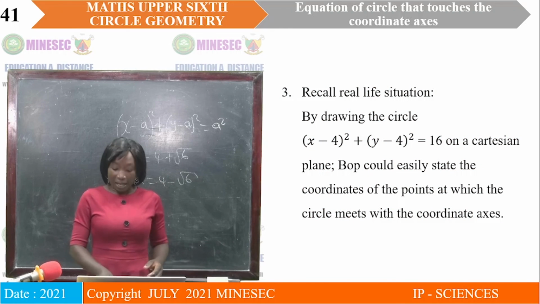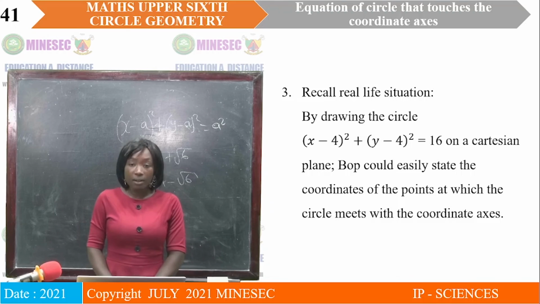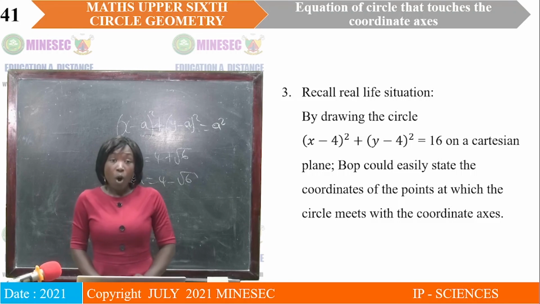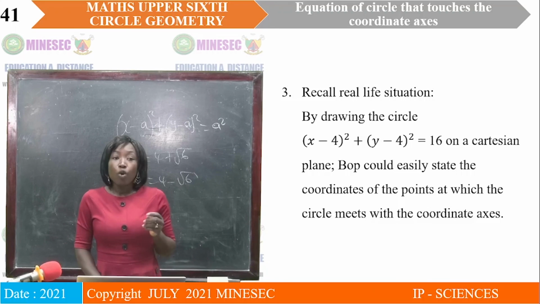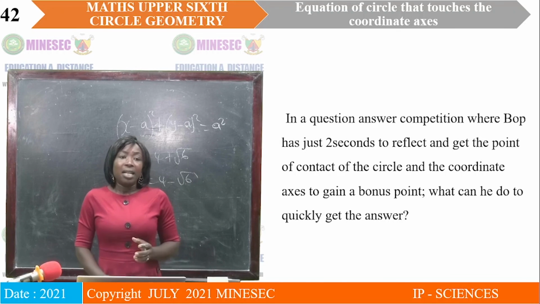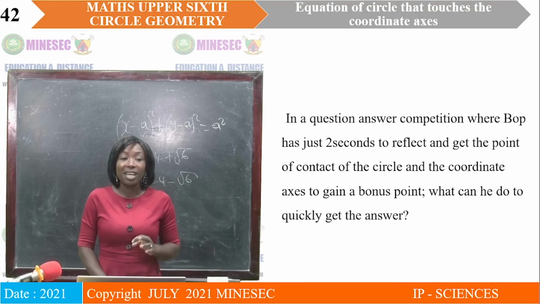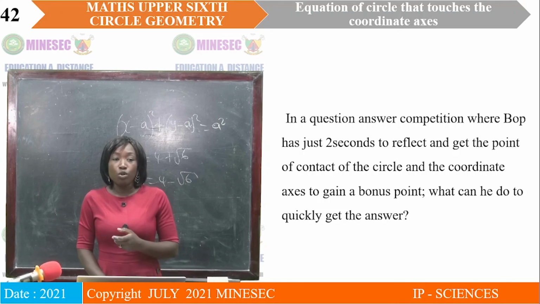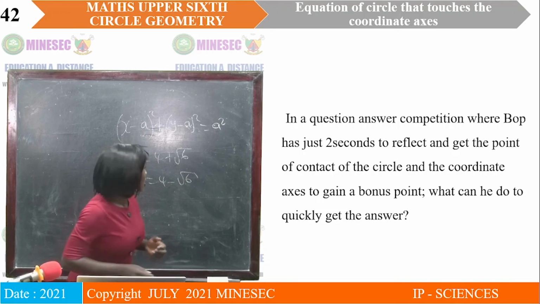Now we look at the real life situation. I read the question again. By drawing the circle (x - 4)² + (y - 4)² = 16 on a Cartesian plane, Bob could easily state the coordinates of the points at which the circle meets the coordinate axes. Now, in a question-answer competition where Bob has just 2 seconds to reflect and get the points of contact of the circle and the coordinate axes to gain a bonus point, what can he do to quickly get the answer?